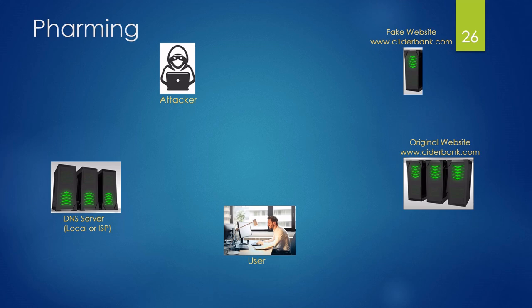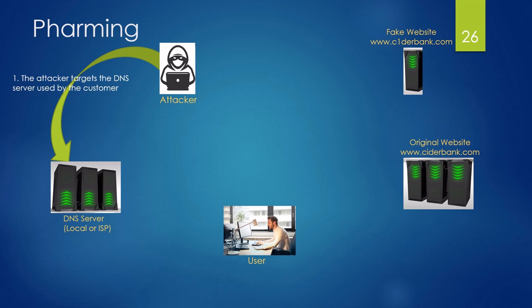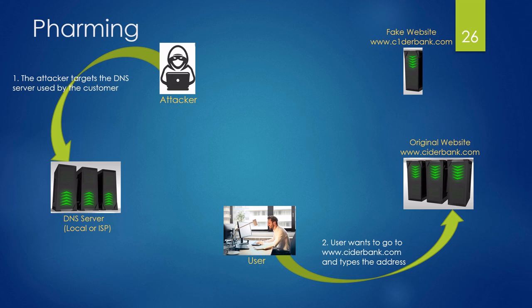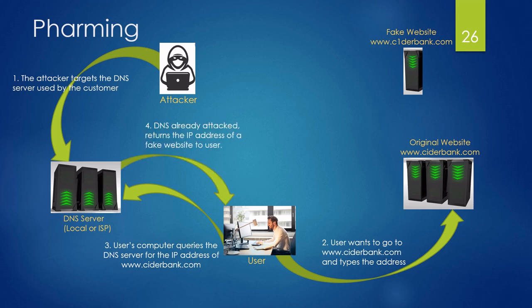How does pharming work? The attacker will first infect the DNS server. So the attacker targets the DNS server used by the customer. When the customer wants to go to the original website, what will happen? The customer will type the website, as you can see for number 2 here. The user's computer will query the DNS server for the IP address of www.cyberbank.com. Then the DNS server will look for the IP address and return it to the user.